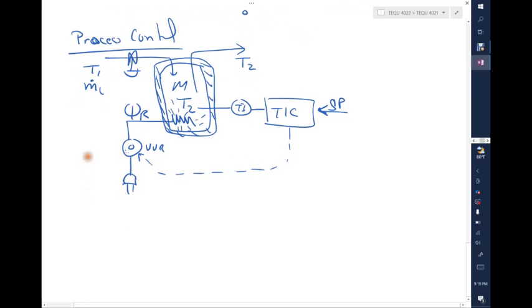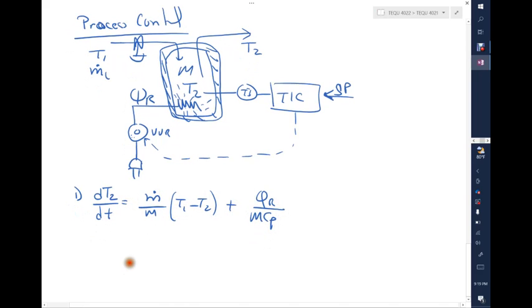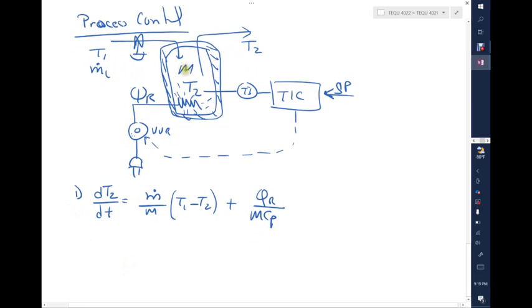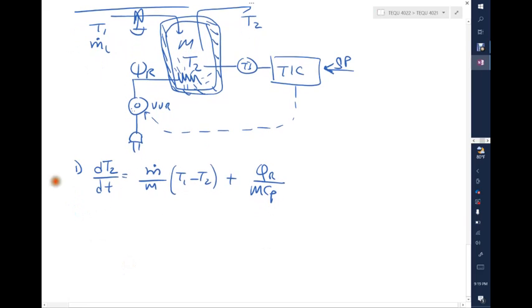Now, we want to do process control, or a simulation of process control, and I need three equations. The first equation is the equation for the system. We derived that already: dT2 equals M1 over big M times (T1 minus T2) plus QR over M Cp. That's the differential equation that describes how the temperature inside this vessel will change. The second equation that I need is for the variable that I'm going to be manipulating to reach whatever temperature I want. In this case, it's QR.